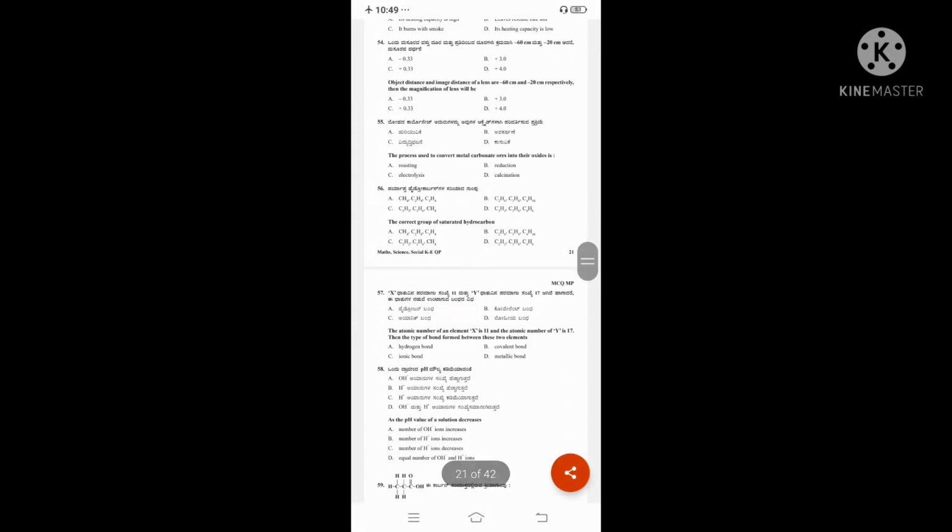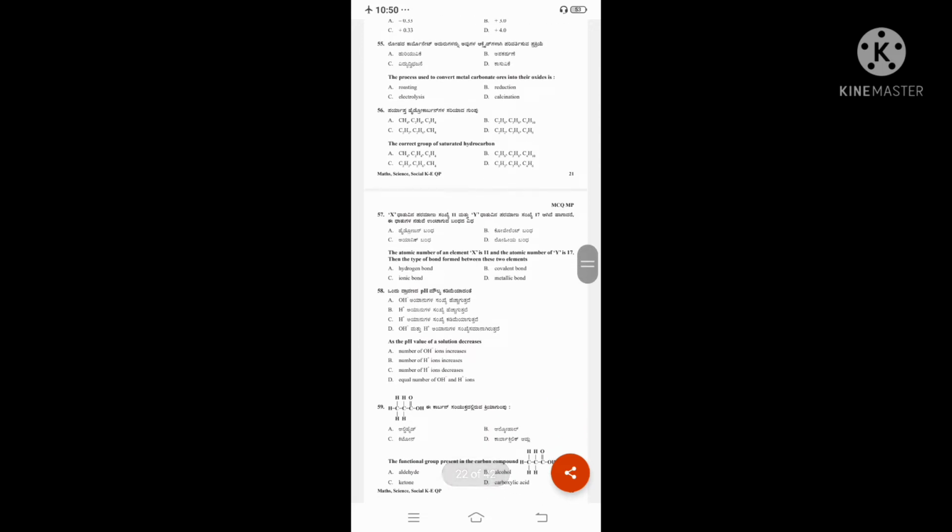Next, one of the properties of biogas, that its heating capacity is very high, is called calorific value. The object distance and image distance of a lens are minus 60 and minus 20 respectively, then the magnification of the lens will be. We know that M is equal to V by U. V means image distance and U means object distance. Here 20 divided by 60, that is 1 by 3, equal to 0.333. So option C is the correct answer.